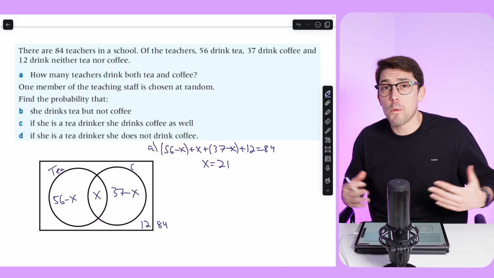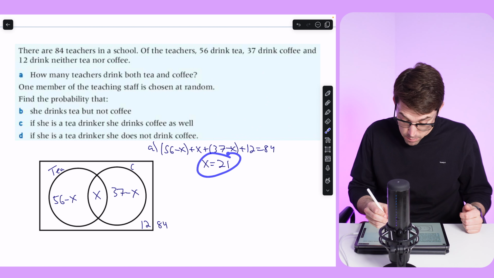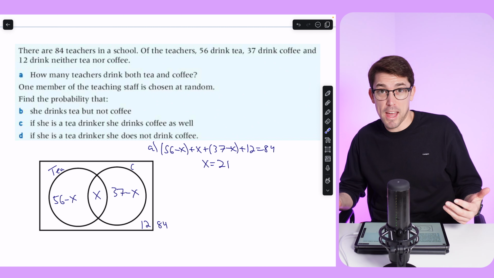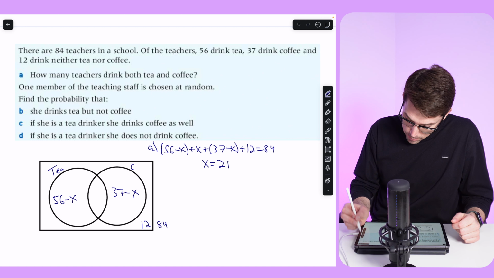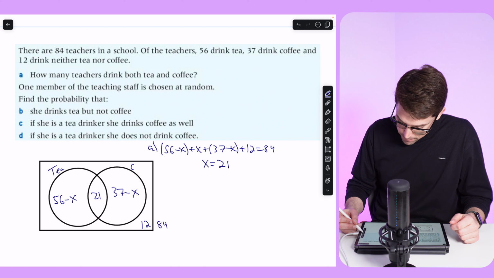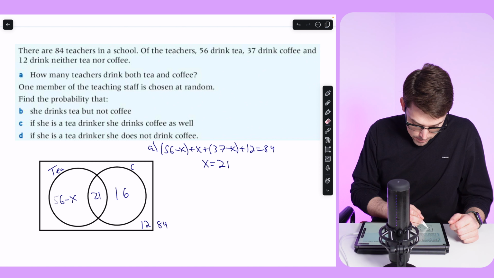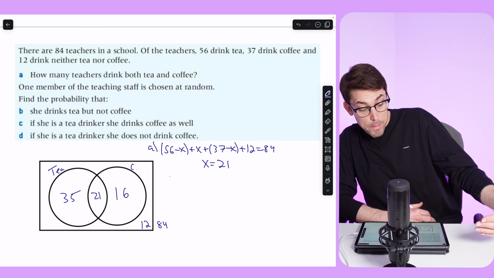Before I even solve the rest of the problems, it's always best practice to substitute this x value in here, here, and here, so that you don't have to do calculations on top of other calculations. If I have 21 that drink both, I would have 21 here. 37 minus 21 gives me a total of 16. And then here I'm going to have a total of 35. Not 25, 35. Okay, now we can get into the probability questions.